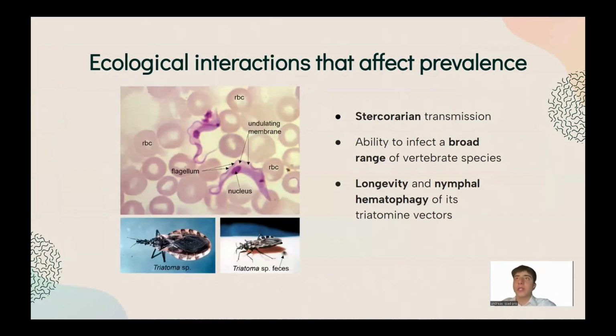And now understanding these ecological interactions is crucial for effective disease control and also for our proposal for our experiments. So as Tavia mentioned, the stercorarian mode of transmission is very unique, but also very effective, which contributes to the spread of the disease. And it also has a very broad host range, being able to infect a wide range of vertebrate species, really complicating disease control efforts and underscoring the importance of understanding host vector interactions.